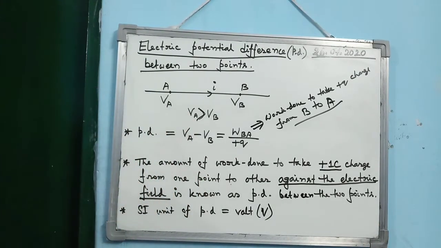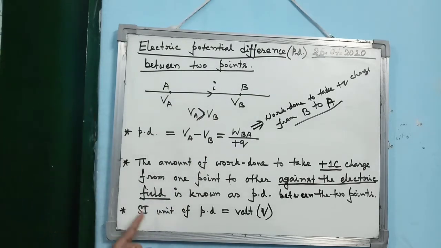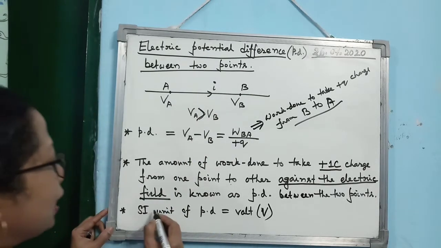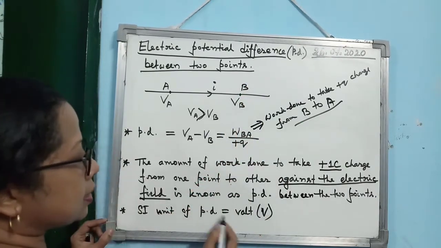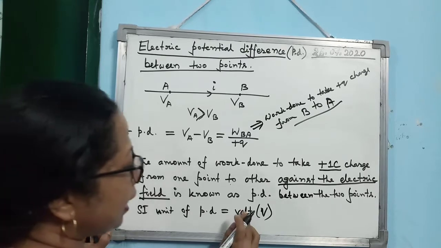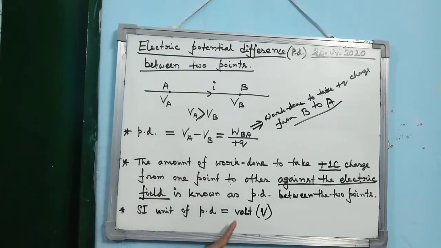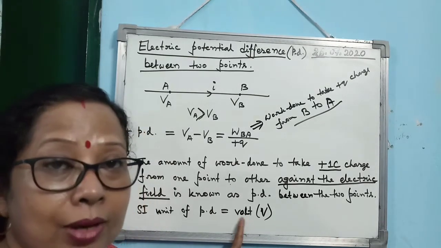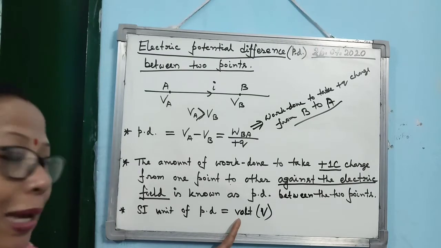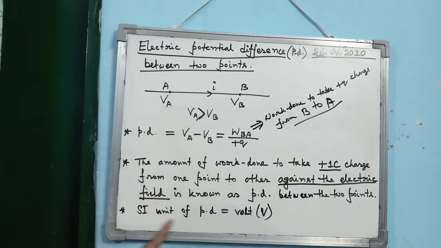Now, as the SI unit of electric potential is volt, the SI unit of potential difference, the short form PD, is also volt. What is the SI unit of potential? It is also volt, V-O-L-T. Not VALT; the tail of the L is connected, that's why it looks like A, but it is O, volt. So the SI unit of potential is also volt.